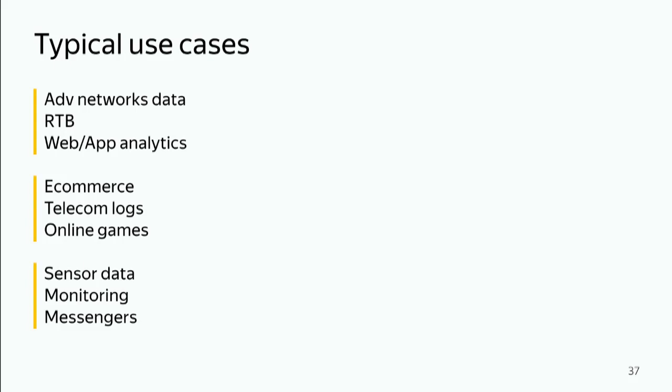So, typical use cases: let's say advertising network data, RTB, or web app analytics. They are kind of the same because it's logs of some events of people doing something. That's a really great case. A lot of companies use ClickHouse for that if they work in the advertising business. E-commerce, telecoms, logs, online games store their events in ClickHouse. It's quite popular. And also sensor data monitoring or messaging. It's also very interesting because there is usually a lot of data and you don't modify it, but you need to analyze it somehow.